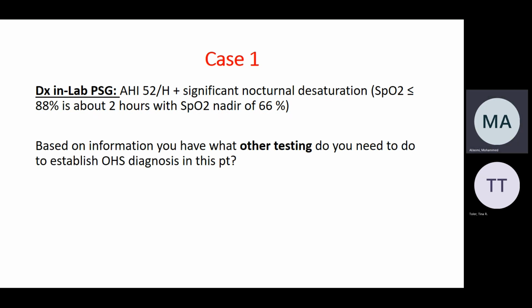So based on the information that we have thus far, is there any other testing that you need to get in order to further establish the diagnosis of obesity hypoventilation? Because we're suspecting that she has it from the information presented, but there are some things in the presentation and the patient history that will make us also consider other causes for chronic respiratory failure. So what do you want to get for this patient?